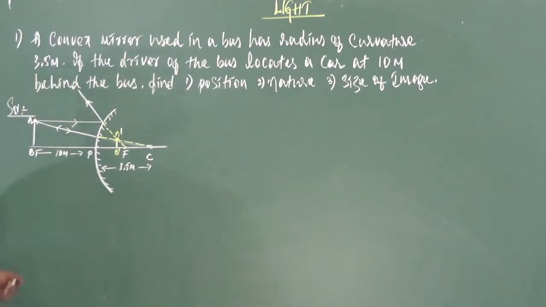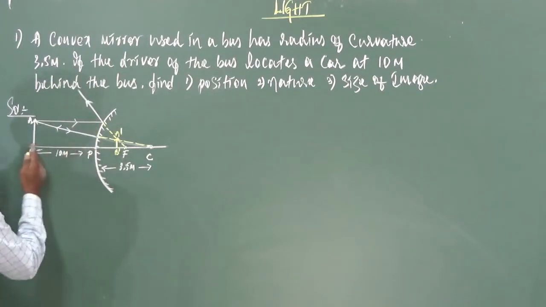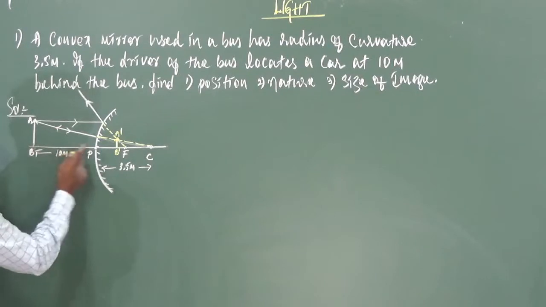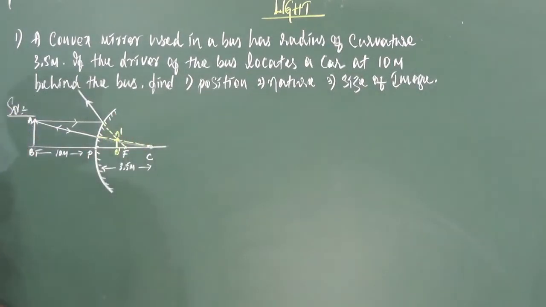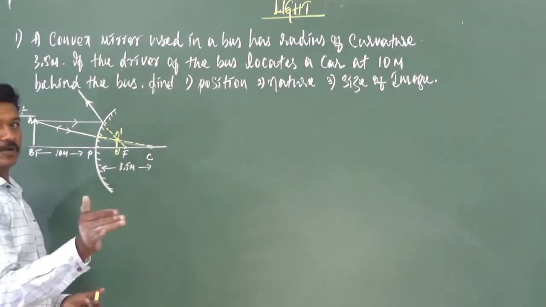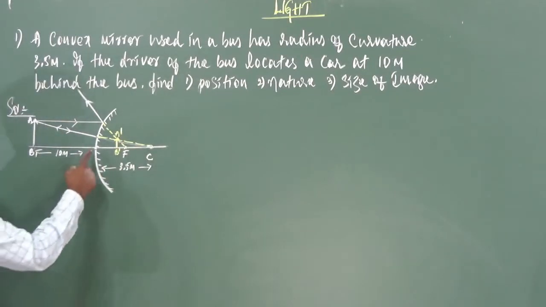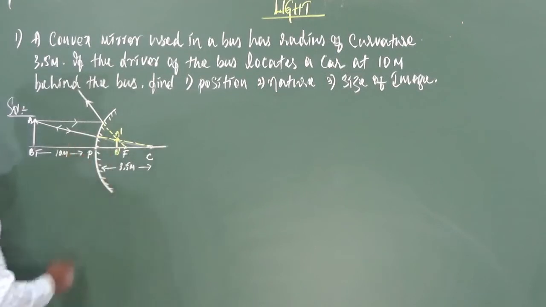Now, the driver of the bus locates a car at 10 meters behind the bus. This is the rear mirror of the bus, and this is the position of the car, which is at 10 meters. Here, find the position of the car inside the mirror. Inside the mirror, we have to find at what depth the image of the car is formed. So we have to find this distance, that is PB dash.